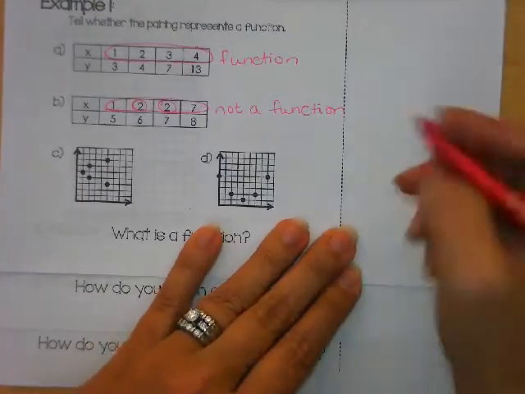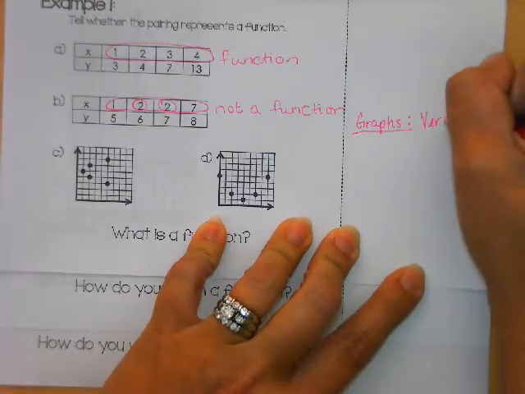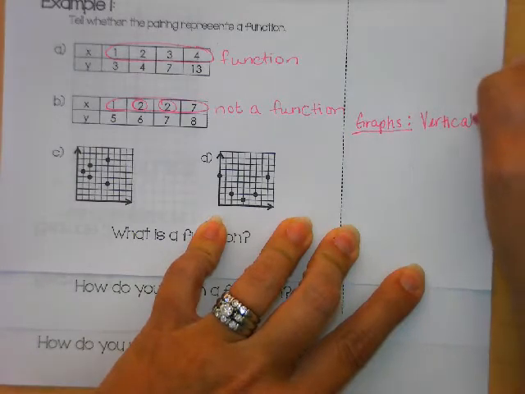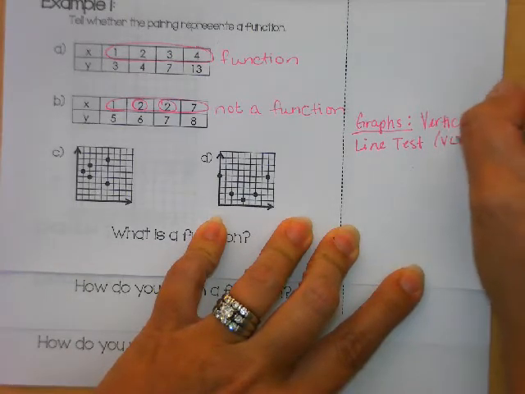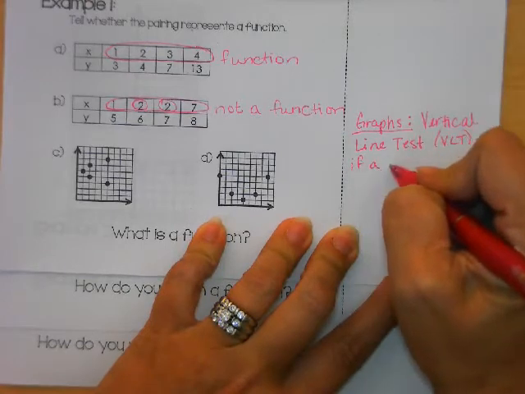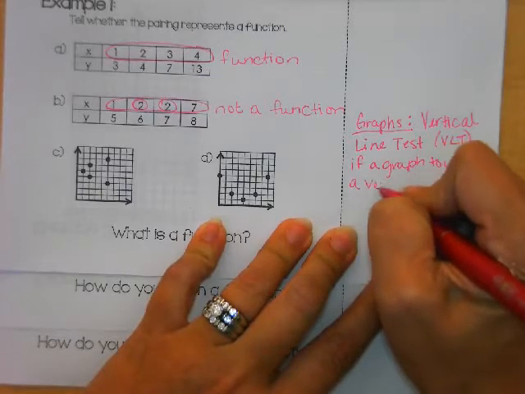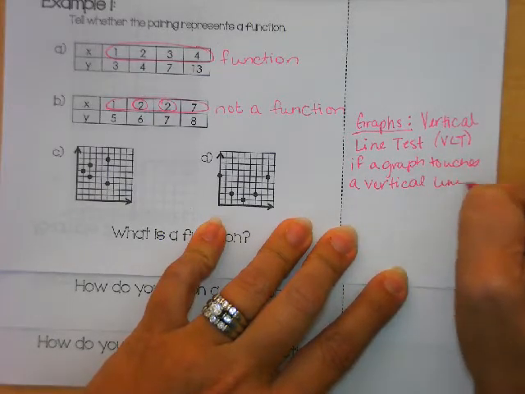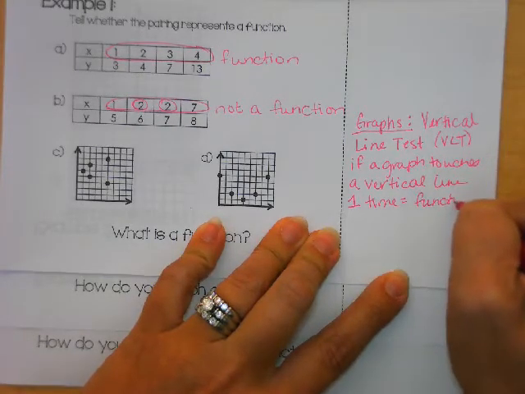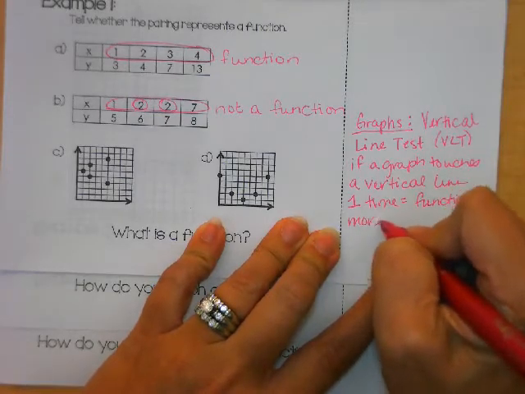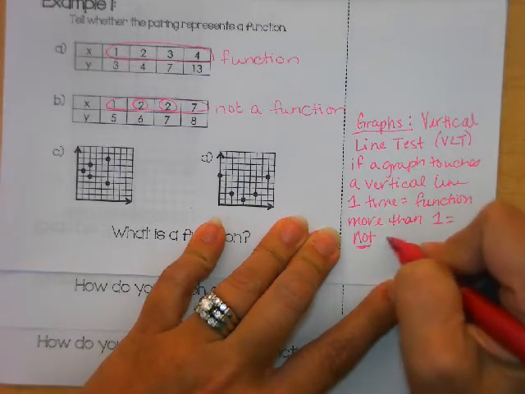Now, I'm going to make a little note over here. For graphs, we're going to look at something called the vertical line test. You'll see me refer to this as the VLT. It says if a graph touches a vertical line one time only, it is a function. If it touches a vertical line more than once, it is not a function.